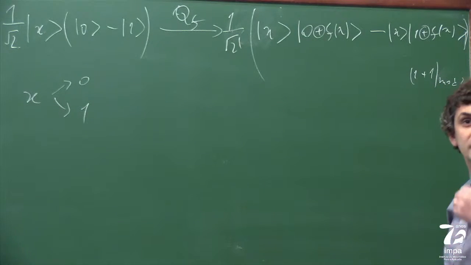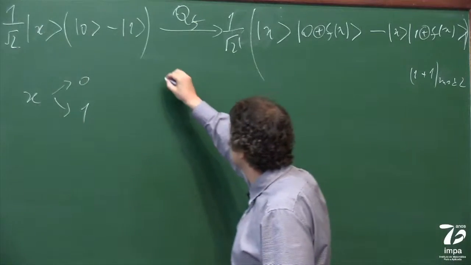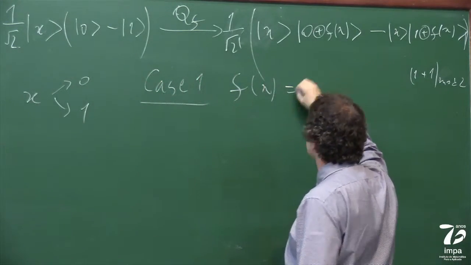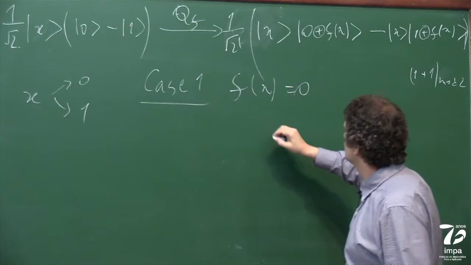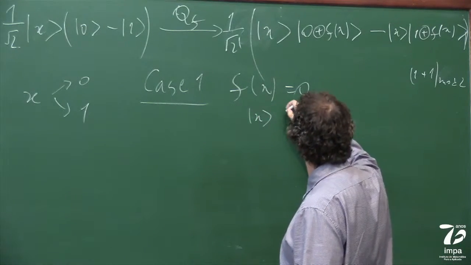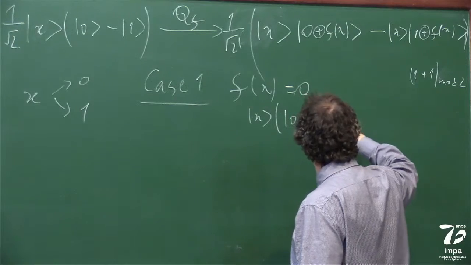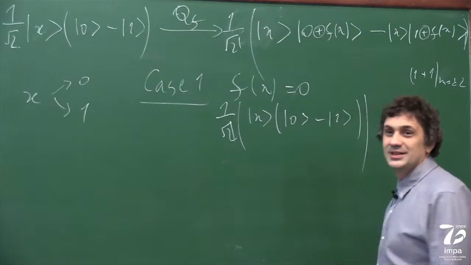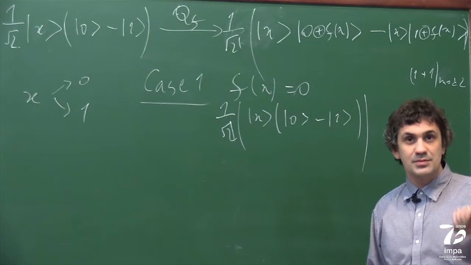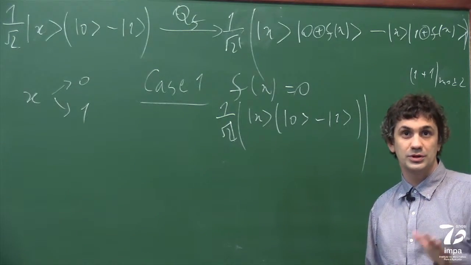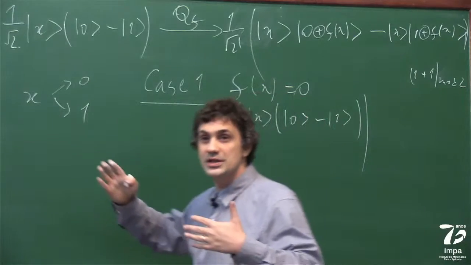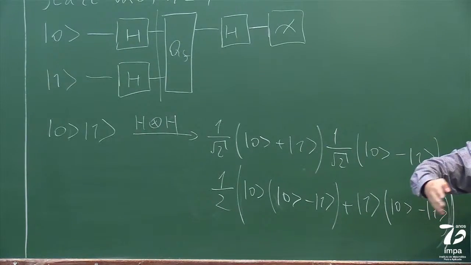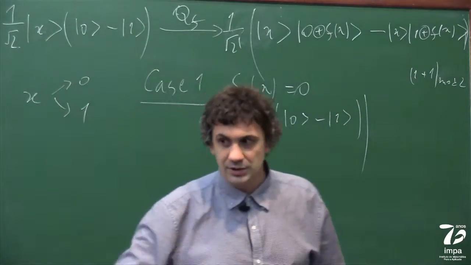Now let us consider two cases. Case 1, f of x is equal to 0. Then it will be x, 0 minus 1, and once again, 1 over square root of 2. Sometimes it's important, sometimes it's not. I can do this because Q is a linear operation, so it can act not only on unitary vectors. I'm not forbidden to write this.